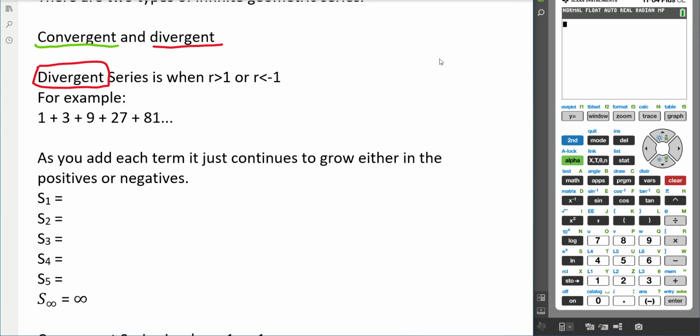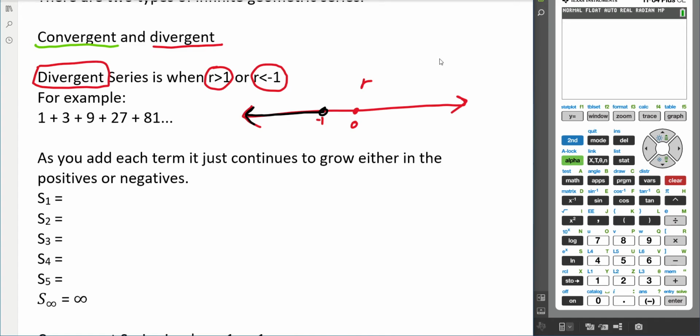Okay, so a divergent series is where r is greater than 1, or greater than as in a negative value is bigger than, so less than negative 1. So either r is less than negative 1 or it's bigger than 1. If you think about a number line, this is for r, 0 is in the middle. This point here is negative 1, and anything past this point, but not including that point, is going to be a problem.